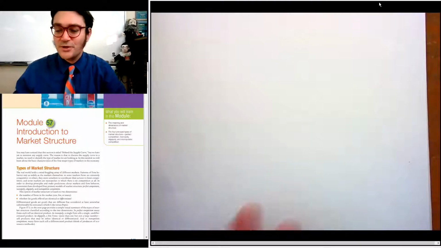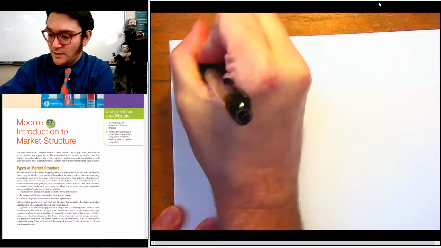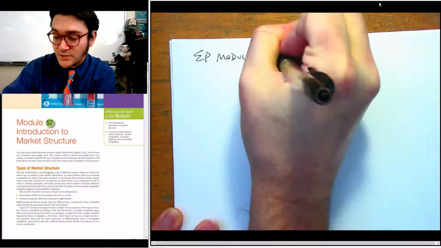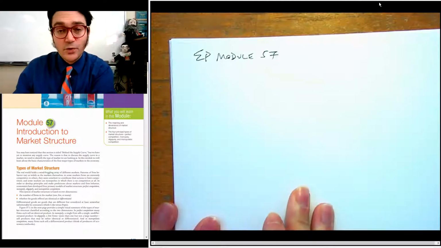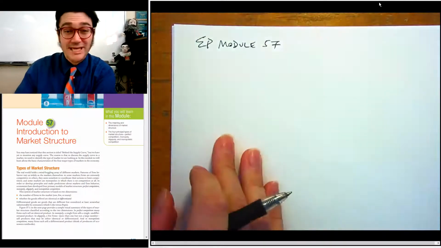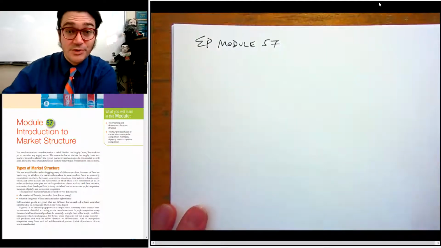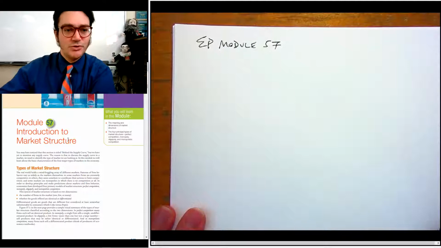Hi there. So in this video, we're going to take a look at module extra practice module 57. This is the very first one of unit 4, and it's awesome that you're doing this one. It's actually probably the most important one of the entire unit, so this one's a good one to pay attention to. It's the introduction to the whole unit, market structure.